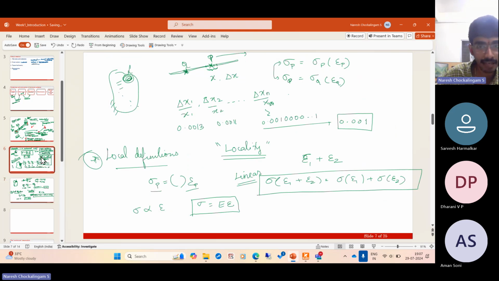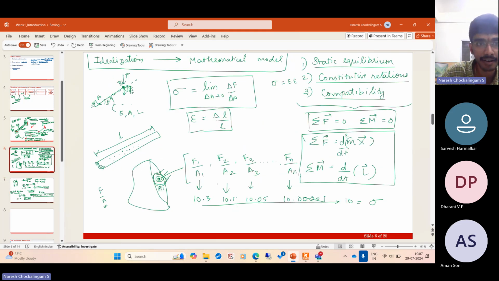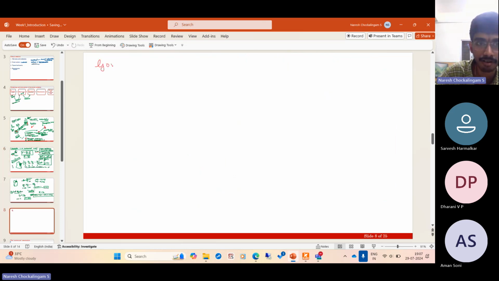So I hope you see what is happening, right? We started with something like this, and now we are slowly getting to mathematical relationships. These are called governing equations. Now let us list the governing equations for this problem.